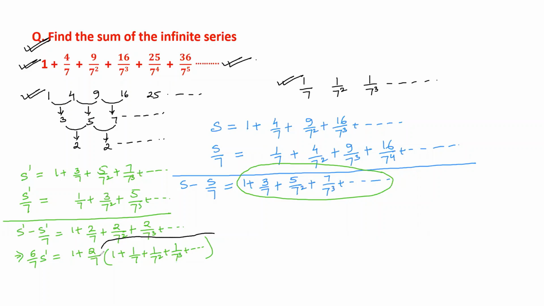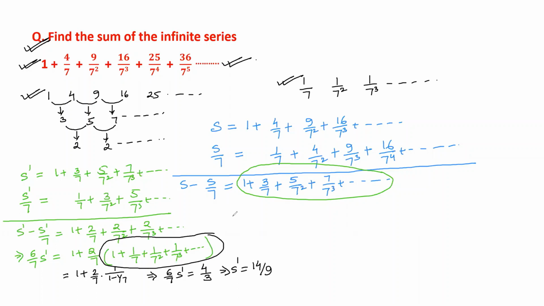Now, this part is an infinite GP series where the first term is 1 and the common ratio is 1/7. So we can directly apply the sum of an infinite GP series formula. So in that case, this would be 1 plus 2/7 times of a upon 1 minus r. So this would be 1 upon 1 minus 1/7. Now, if we simplify this, this would be 6/7 S' would be equal to 4/3, which would be giving us the value of S' to be 14/9.